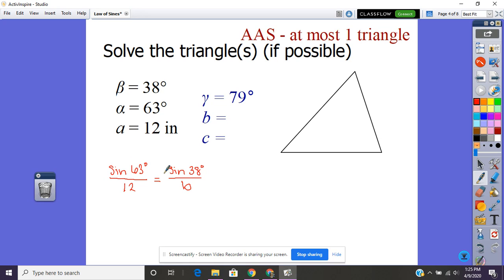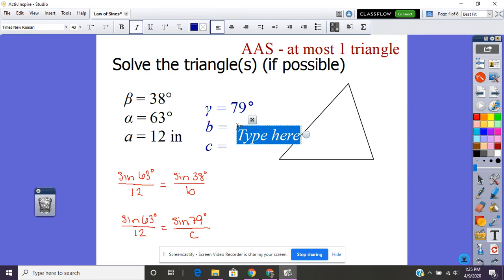So once again, we cross multiply and then divide by this. And then our last ratio that we're going to set up would still be this sine 63 over 12, but now we'll do 79 over C. So solve those proportions, and then we can actually find what these measures are. Let's pop in here.